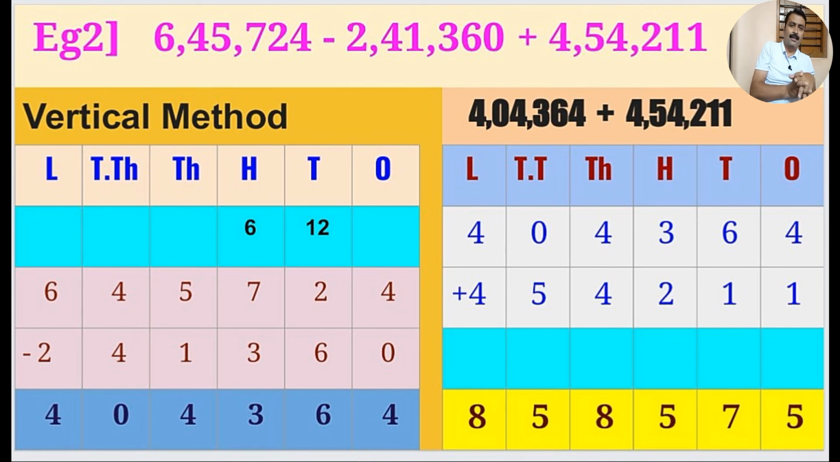So after the final addition, we got the sum 8,58,575. In this way, in the second example, the both operations given are carried out in the order in which they are given. First we carry out subtraction and then addition. Now after explaining these two examples in front of you, I hope you will understand how to continue the solving method of mixed examples.